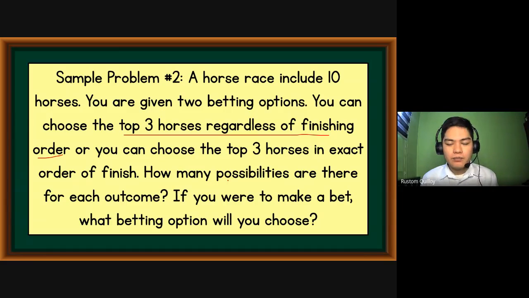Then pangalawa, top 3 horses in exact order of finish. Obviously, ito po ay permutation kasi kinakailangan mong mahulaan yung top 3 horses ng eksaktong-eksakto kung sino yung top 1, top 2, and top 3. So, saan dyan katataya? Doon ba sa top 3 horses regardless of finishing order? Or top 3 horses in exact order of finish? So, para malaman natin ng tama, isolve muna natin.